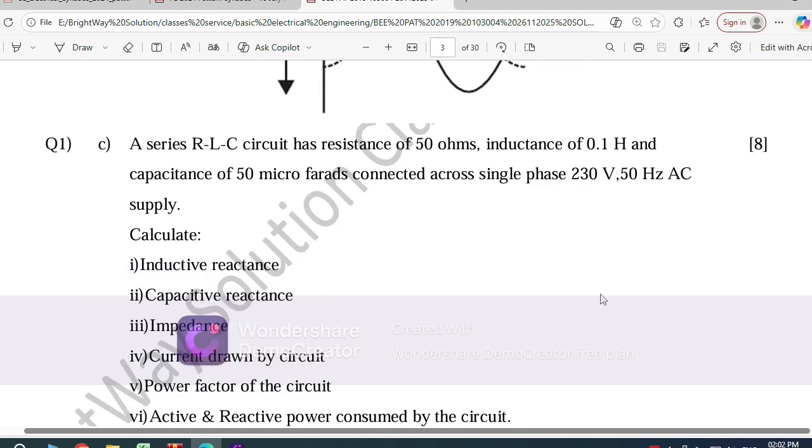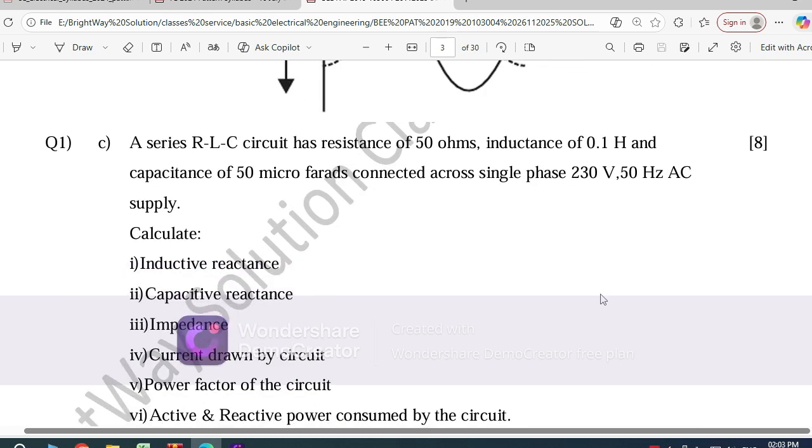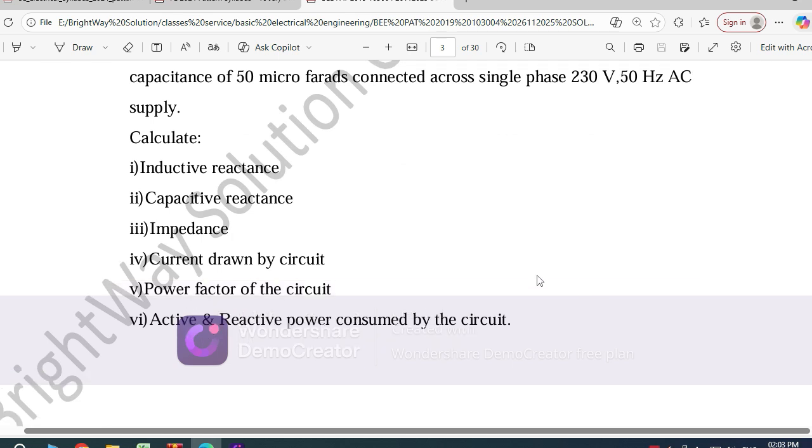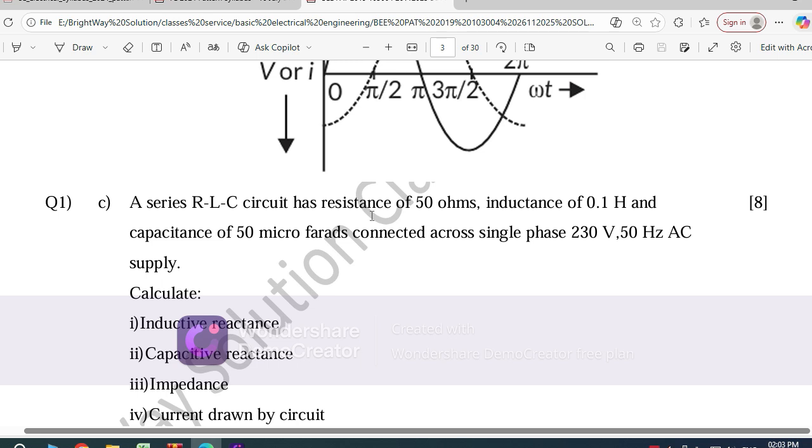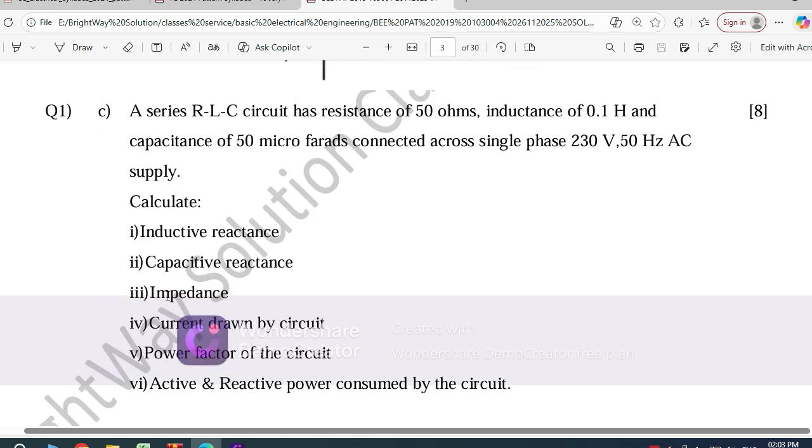Question 1 C. Question number 1 C. This question: an RLC circuit has a resistance of 50 ohm, inductance of 0.1 henry and capacitance of 50 microfarad connected across a 230 volt 50 hertz AC supply. Okay, so here is an RLC series circuit.